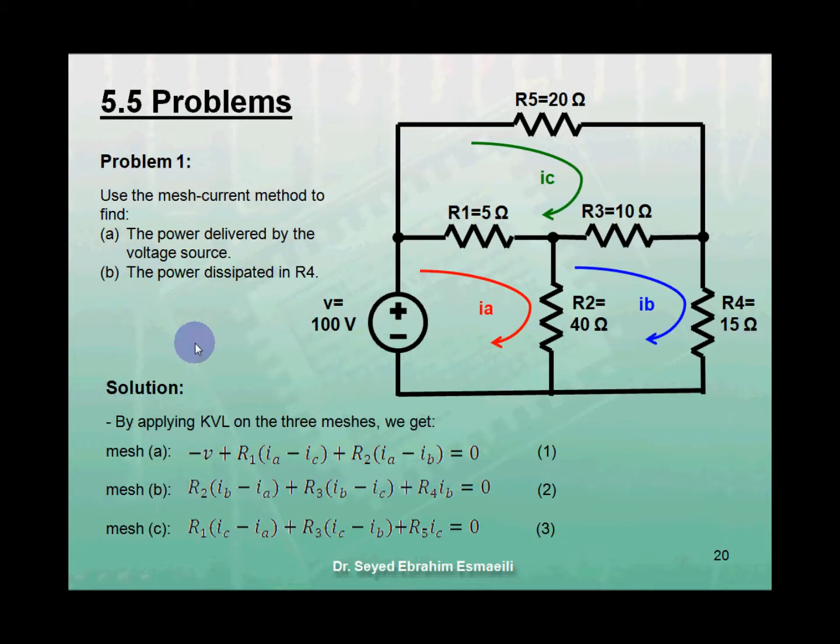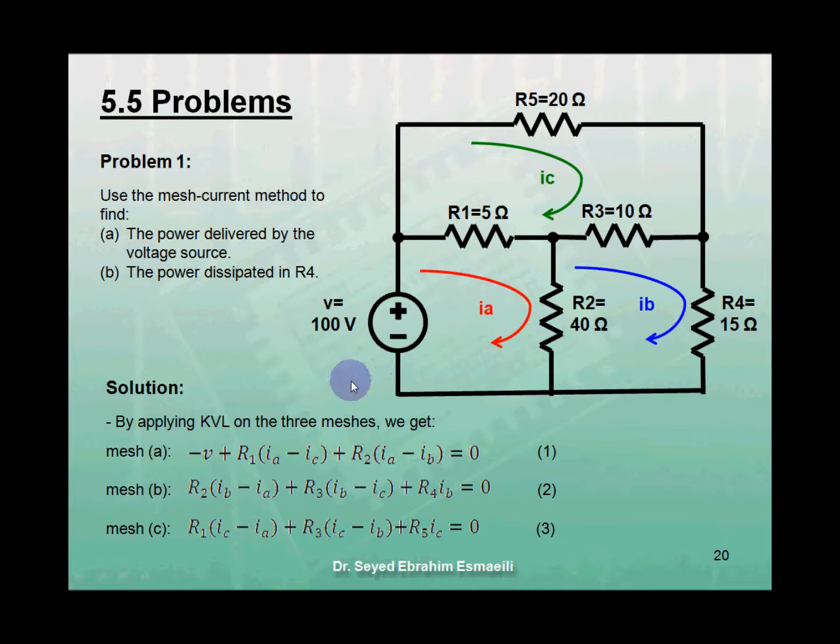In this problem, we need to use the mesh current method to find the power delivered by the voltage source as well as the power dissipated in R4. We begin by noting that we have three meshes. The first one is mesh A with current IA. The second one is mesh B with current IB. And the third one is mesh C with current IC.